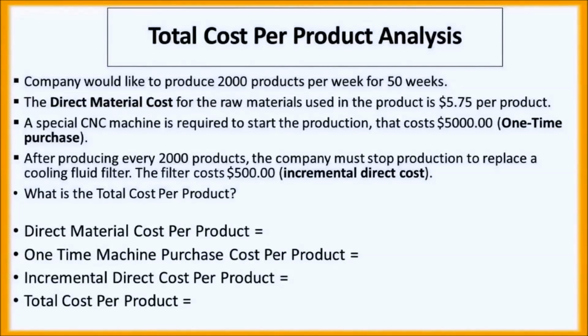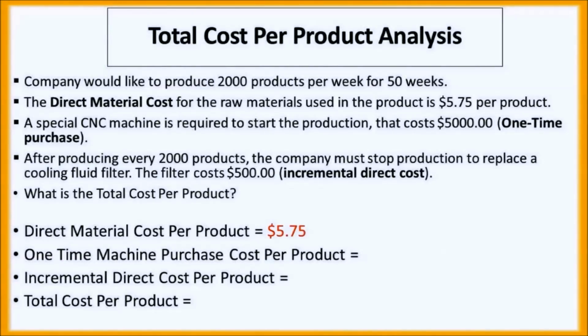Okay, so here's what we're going to do. We're going to break this problem up into each of the different costs. We're given a direct material cost in this problem. We are given a one-time machine purchase. We're given some incremental direct cost, and we're going to calculate all of those costs as cost per product. Then all we'll do is add them up at the end. So let's take a look at the first one.